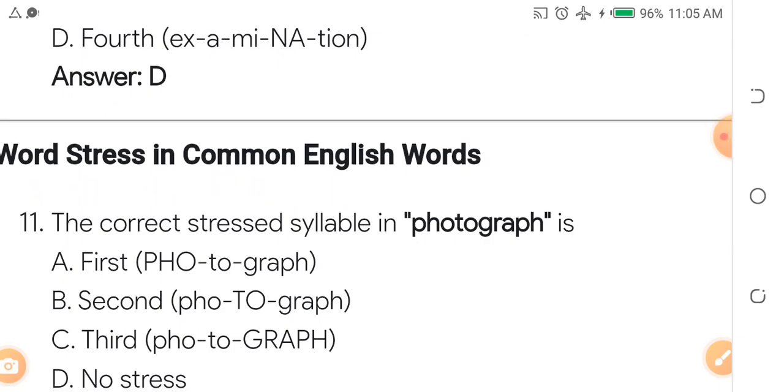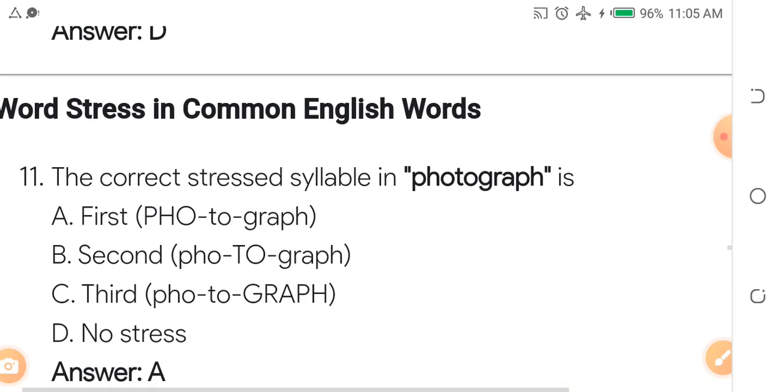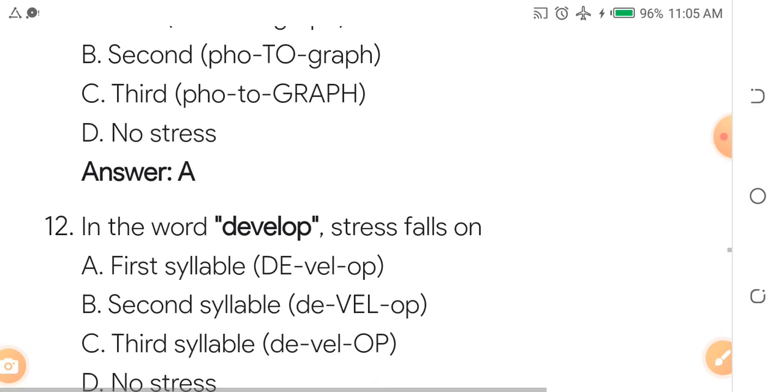Okay. Word stress in common English words. The correct stress syllable in photograph is what? Is it photograph? Is it photograph? Is it photograph? The correct answer is A. Photograph. So you stress the first one. Learn these things because JAMB will pick questions from here.